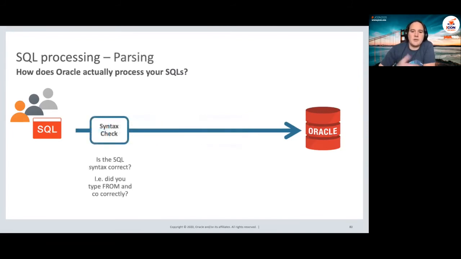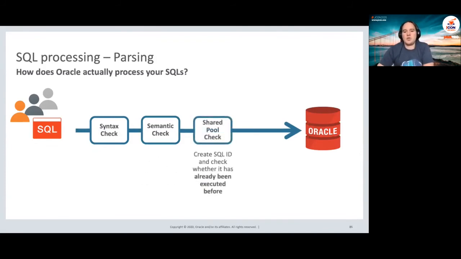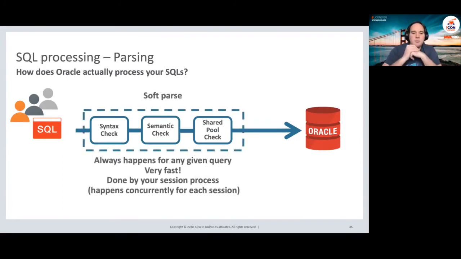When you send in the string, we do a quick syntax check. Is it valid SQL? If it is, great. Then we do a semantic check: does the table exist? Do you have permissions on the table, etc.? And then we do a shared pool check, where we see whether the SQL statement has already been executed. If so, we just execute the SQL statement again, and that's usually really blazing fast. This is what we call a soft parse, and it happens every time you send in a SQL statement for any kind of database.